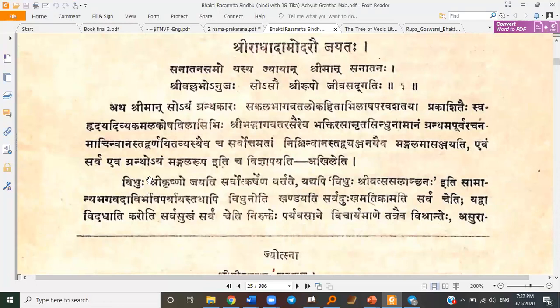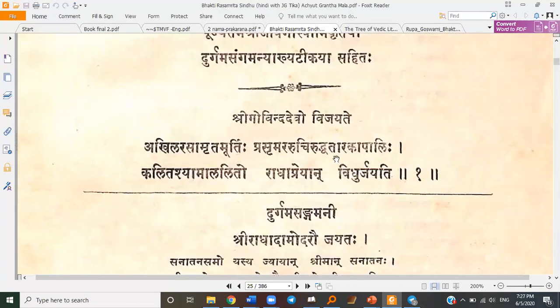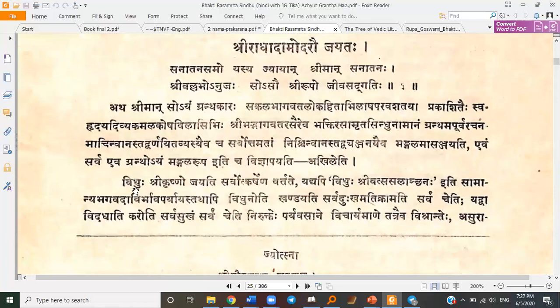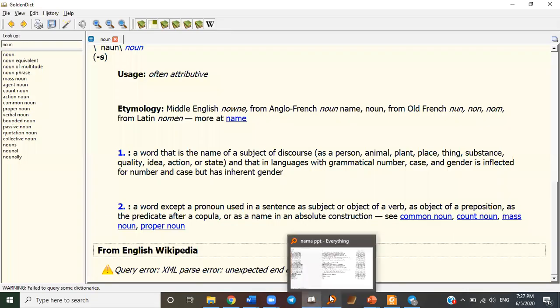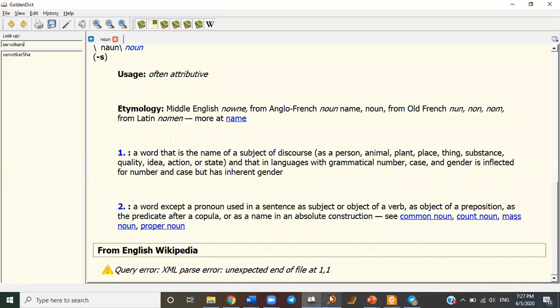Then, so Jiva Goswami is describing the word Vidhu. We have the word Vidhu here. So Vidhu stands for Krishna here. Vidhu Shri Krishna Jayati Sarva Utkarshena Vartate. So all glories to Shri Krishna. Sarvotkarsha.